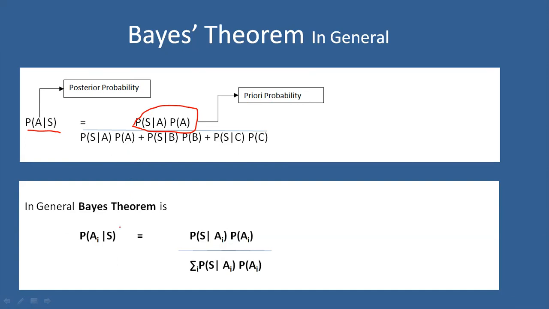So from this we can generalize Bayes theorem as P of Ai given S equals P of S given Ai into P of Ai, divided by the summation of P of S given Ai into P of Ai. I can take any number of events. So in the previous example, i is 3. So we have P of A given S, P of B given S, and P of C given S. Or we can say P of A1 given S, P of A2 given S, P of A3 given S.